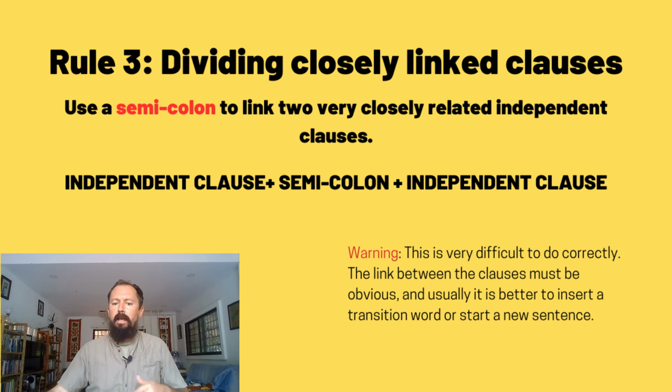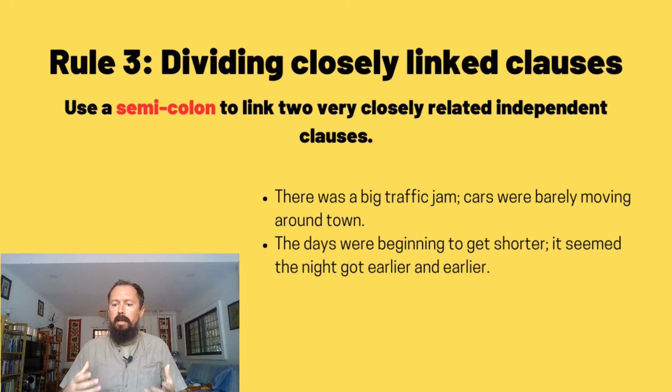Basically what we do is we have independent clause plus semicolon plus independent clause. For example, there was a big traffic jam; cars were barely moving around town. Because the meaning of these clauses is very obvious, we don't need a word to join them together. And because they're so closely connected, it's better here to use a semicolon than a full stop to make them into different sentences.